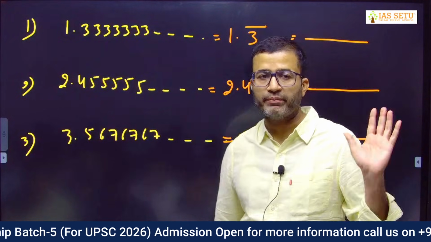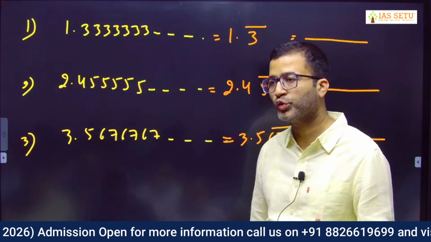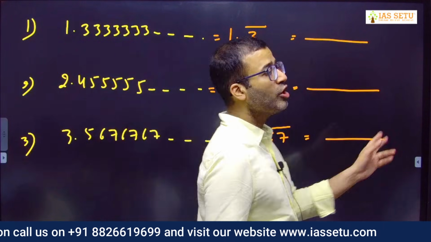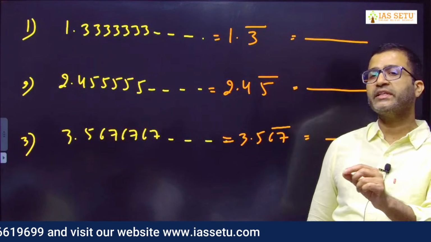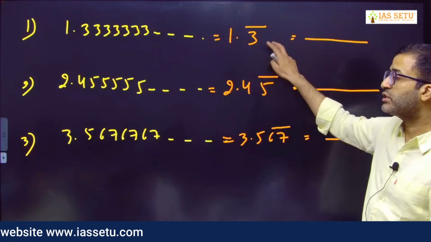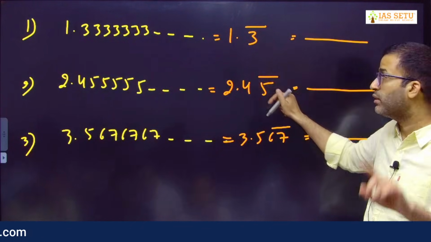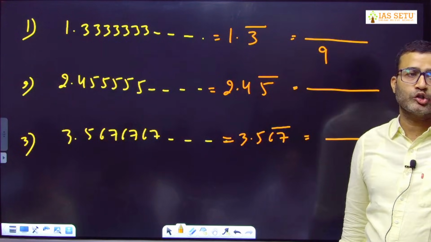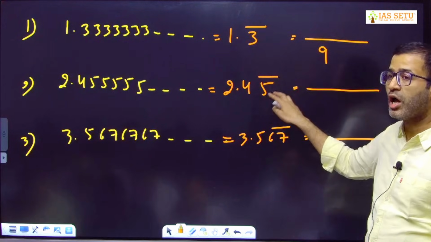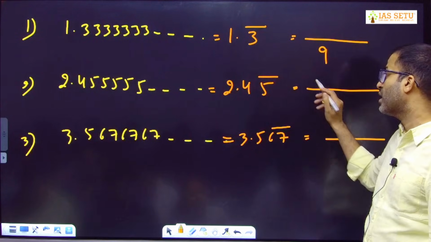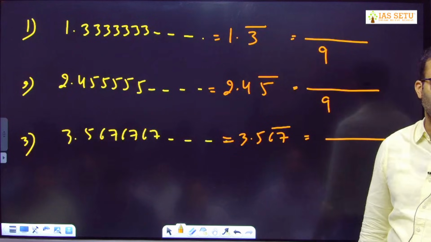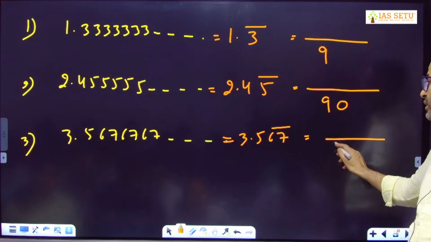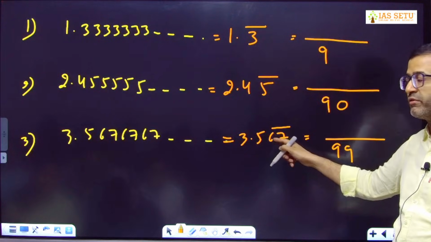Whatever I taught you, same. No new thing. Denominator, there are 2 rules, 9 and 0. 9 as many digits under the bar, followed by 0 as many digits between the decimal and the recurring part. So in the first question, tell me how many digits under the bar? 1, so 9. Is there any digit between the decimal and the recurring part? No, so no 0 will come. Second question, how many digits under the bar? 1, so 9. How many digits between the decimal and the recurring part? 1, so 0. Next question, how many digits under the bar? 2, so double 9. How many digits between the decimal and the recurring part? 1, so 0.